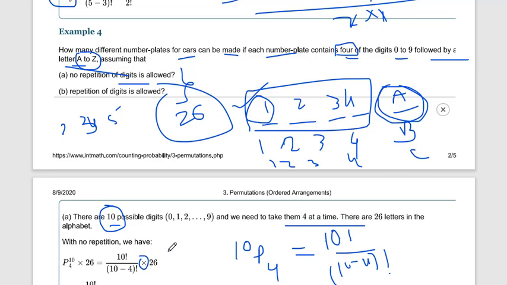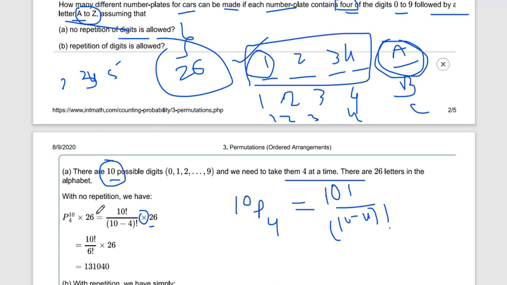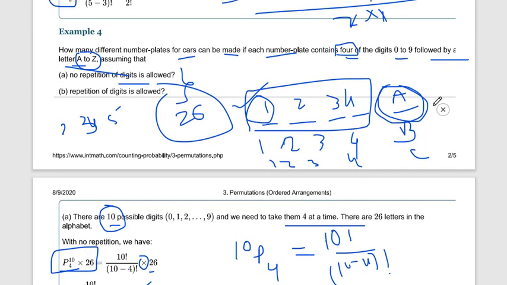We have to multiply with 26. Okay, so with no repetition, it is 10P4 multiplied by 26. We have to calculate, and here is the answer: 1,31,040. Yes, okay.